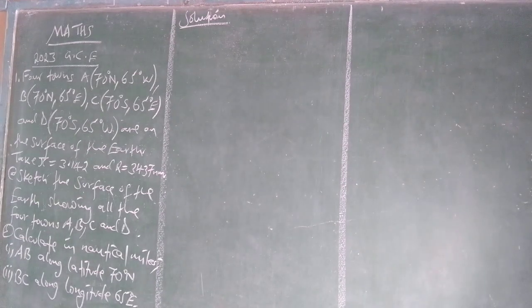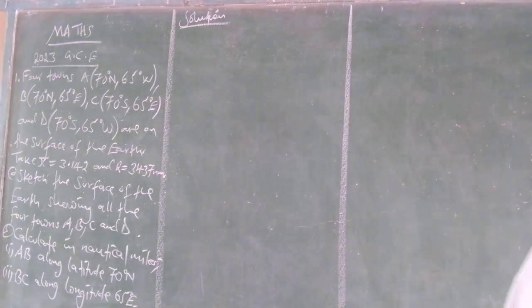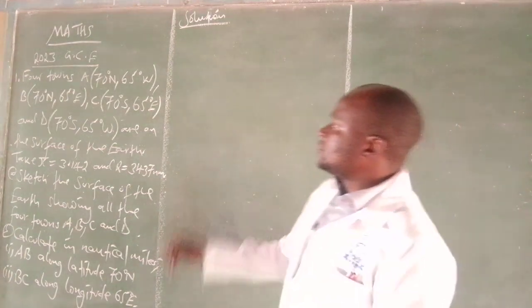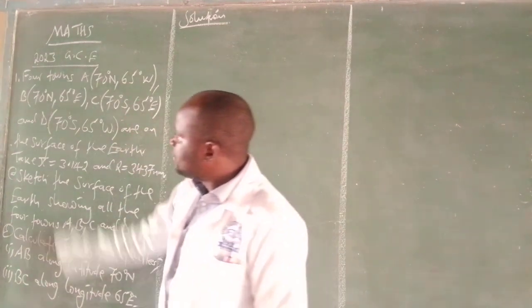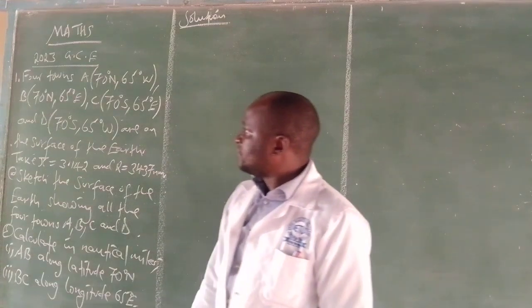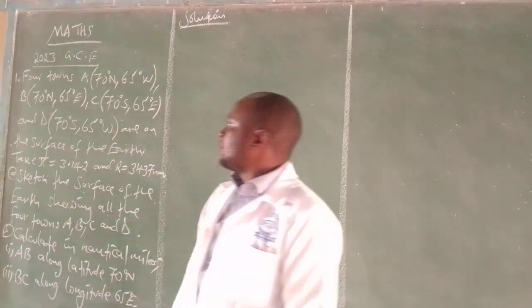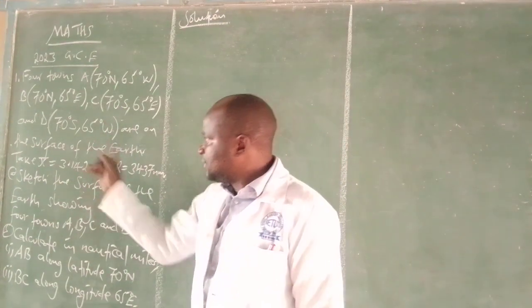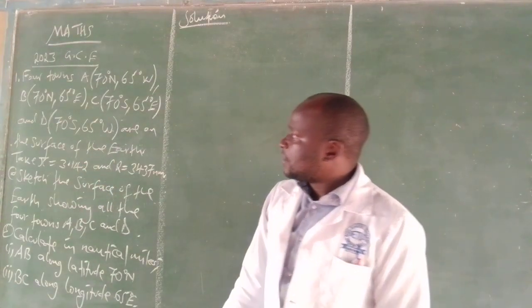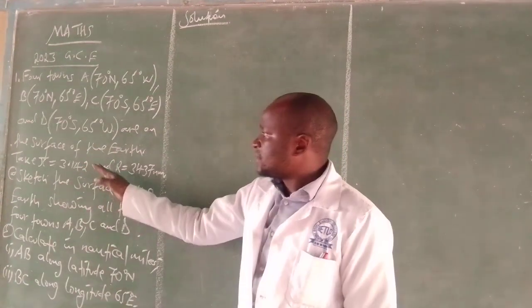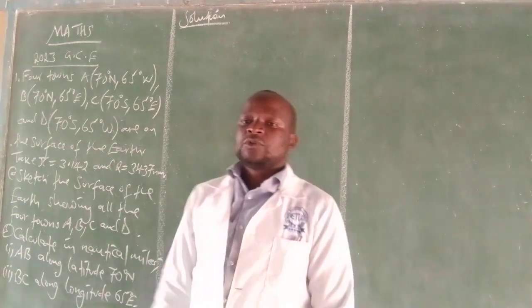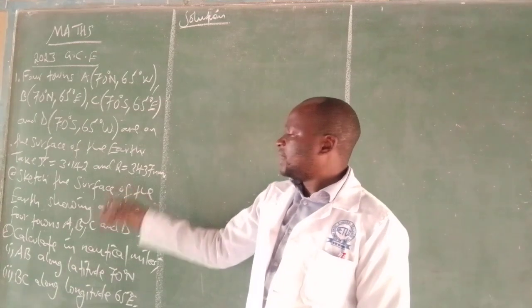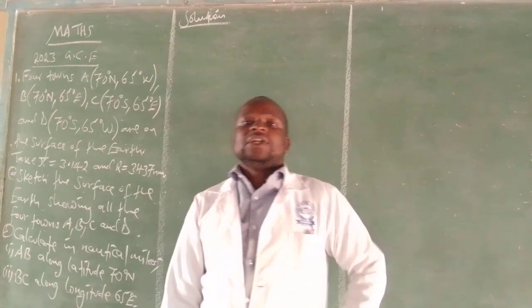So we are considering a question coming from geometry, and the question says four towns: A, which is on position 70 degrees north, 65 west, and B, 70 north, 65 east, C, 70 south, 65 east, and D, which is on 70 south and 65 west on the surface of the earth. Now we're required to consider pi as 3.142 and the radius of the earth as 3437 in nautical miles.